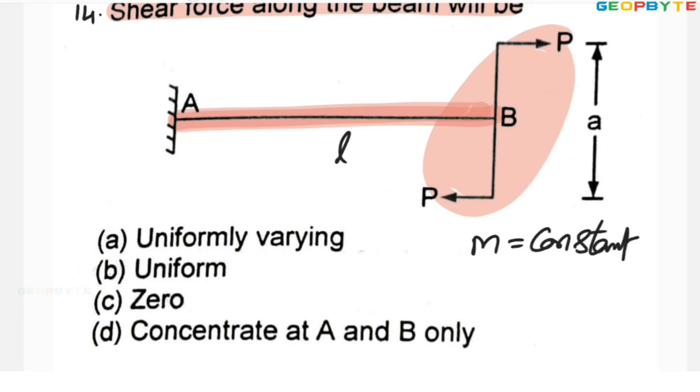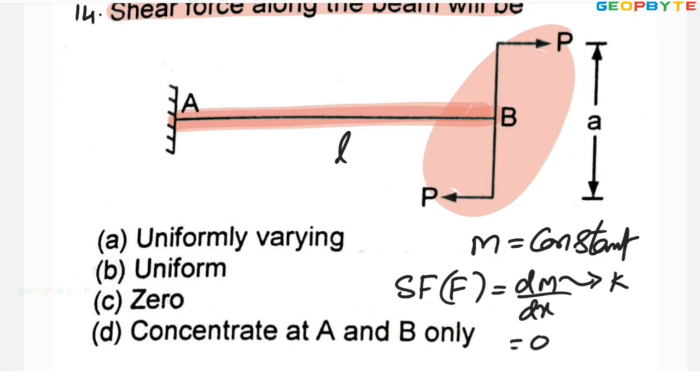Then what will be the shear force? Shear force F equal to dM by dx. Since bending moment is remaining constant, differentiation of constant is 0. Therefore, 0 shear force is developed in the beam. Option C is absolutely correct. I hope you clearly understood. Let us go for the next problem.